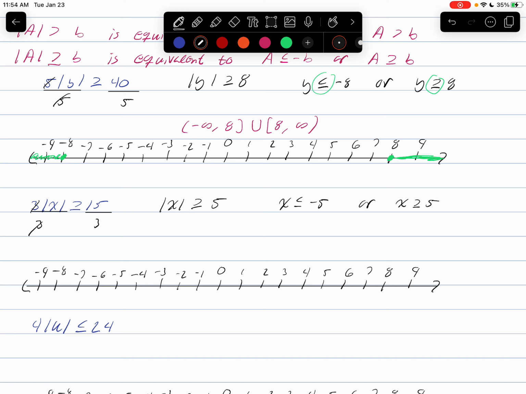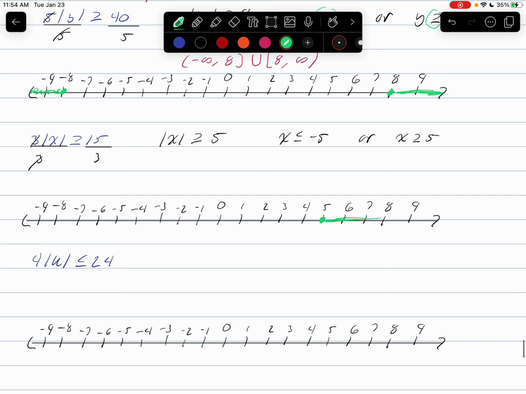So again, we're looking for all values of x whose distance is greater than or equal to 5 from 0. All right, so we would start at positive 5, and again, we're going to fill in the circle here, and we're going to shade everything to the right, and then we're going to go on the left at negative 5 and shade everything to the left.